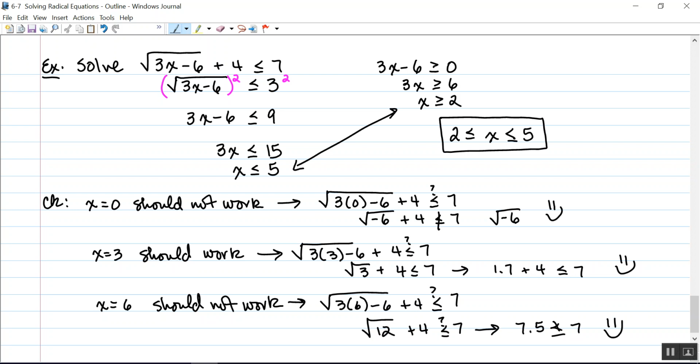So in this section, we took a look at how to solve radical equations and radical inequalities. The key thing, and it's very tedious, is to make sure that you do check your solution.